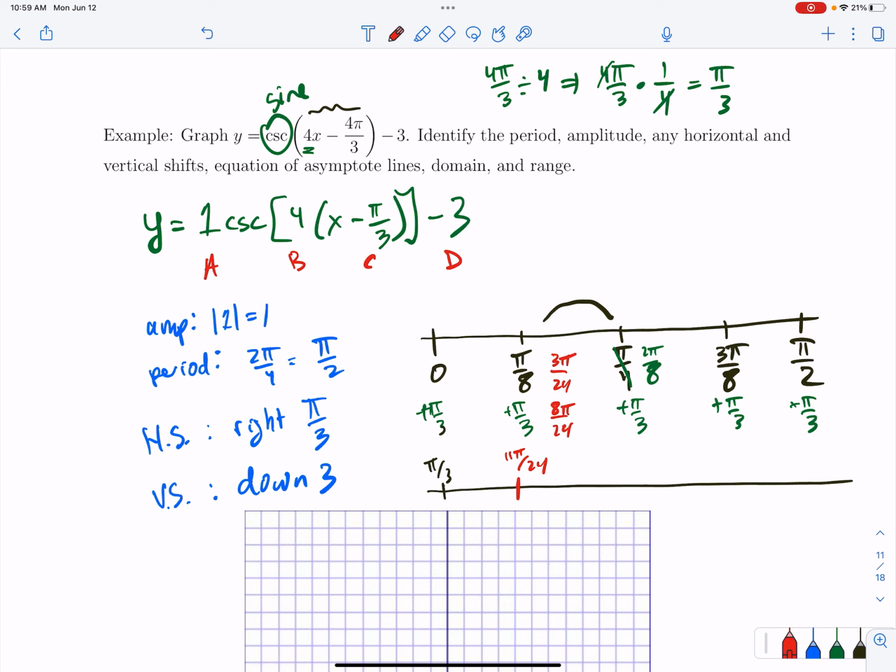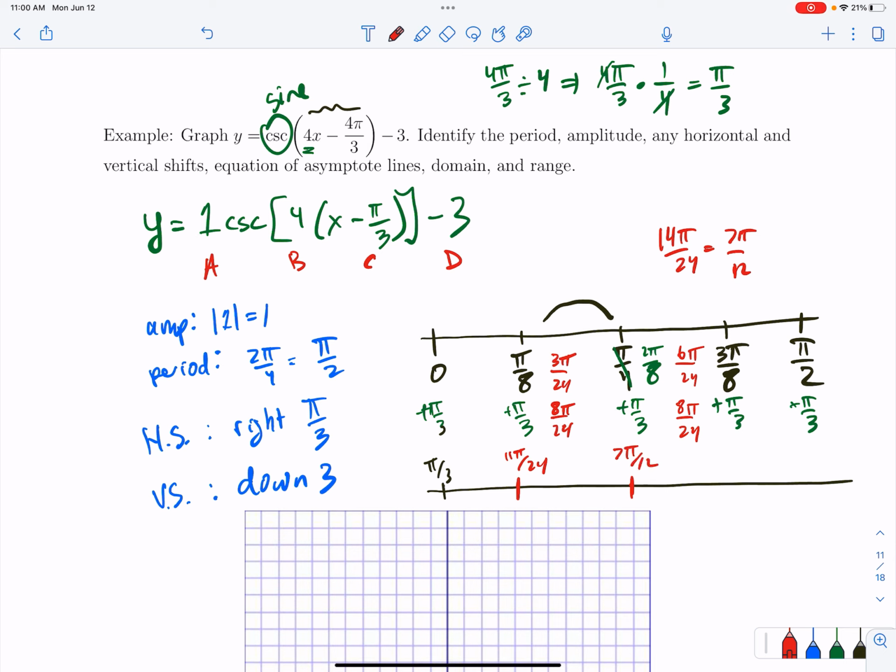Okay, continuing on, 24 and 24. 8 times 3 is 24, so 2 pi times 3 is 6 pi. 3 times 8 is 24, so pi times 8 is 8 pi. Adding those together, 8 plus 6 is 14 pi over 24, and I can reduce that to 7 pi over 12. And I'll do that.